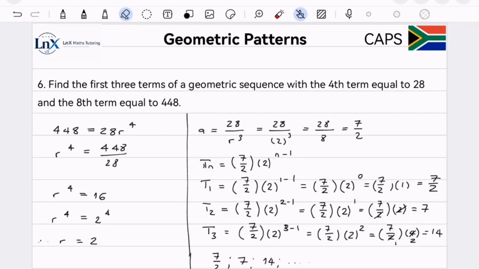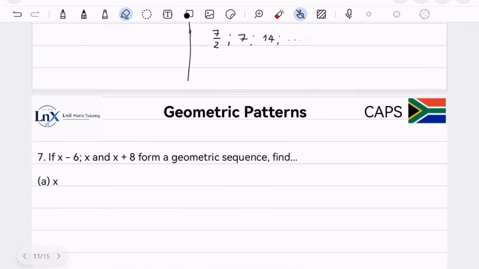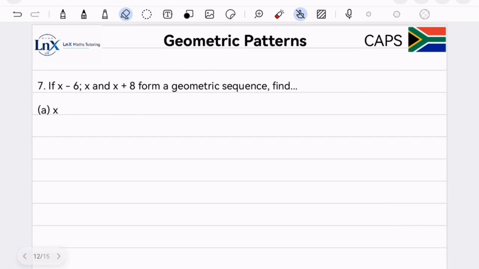Alright, now that we're done with question 6, let's go to the next question. So the next question is question 7a, and it reads, if x minus 6, x and x plus 8 form a geometric sequence, find x. Right, so before proceeding with this video, just pause and have an attempt at this question, and when you're sure of your answer, you can come back and see how the question is actually approached.